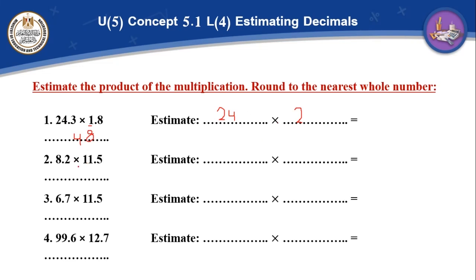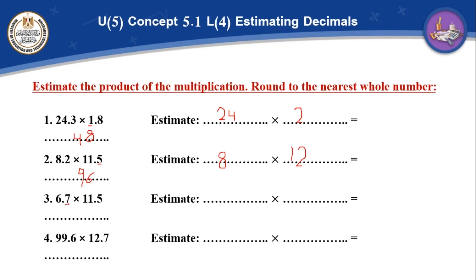8 and 2 tenths by 11 and 5 tenths, estimate to the whole. The 8 stays the same, because the 2 is weak. From 1 to 4, a number is weak. From 5 to 9, a number is strong. For 11 and 5 tenths, the 5 is strong, so 11 will be 12. 12 times 8: 2 times 8 is 16, 1 times 8 is 8, plus 1 is 9. So 96.